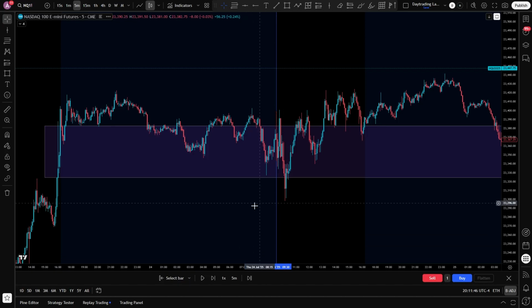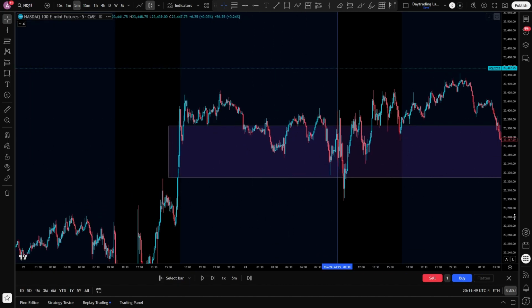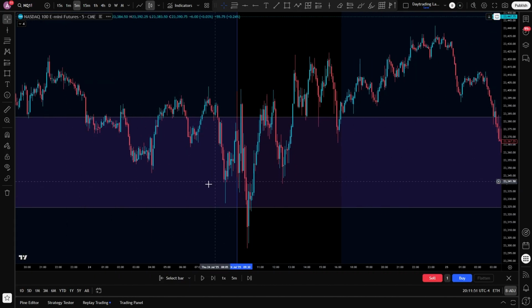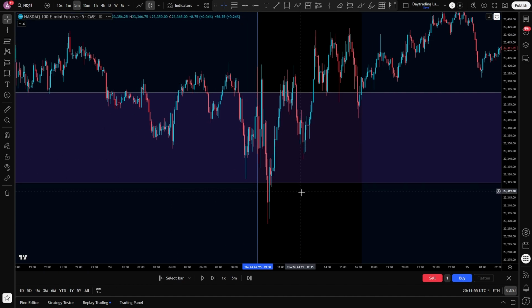So 9:30 is the market open. That's where you want to look for a trade, for example. So all of this doesn't really matter because the time doesn't support it. Do you understand?